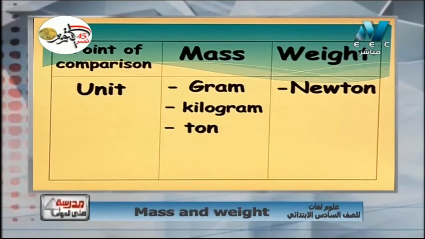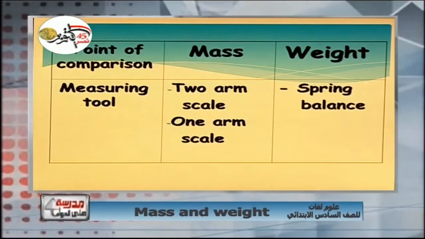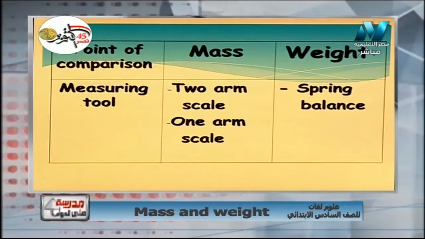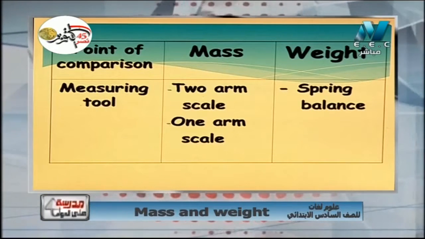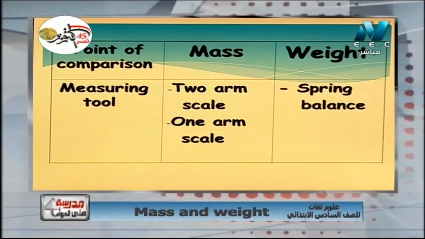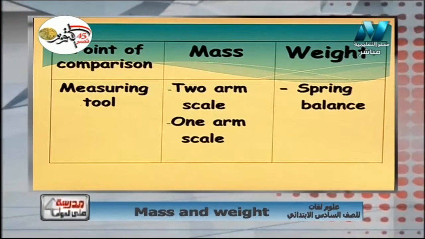Another comparison is the measuring tool, meaning the device used to measure mass or weight. Again, measuring tool means the device I will measure mass or weight with. Mass is measured by many devices such as 2-arm scale or 1-arm scale.